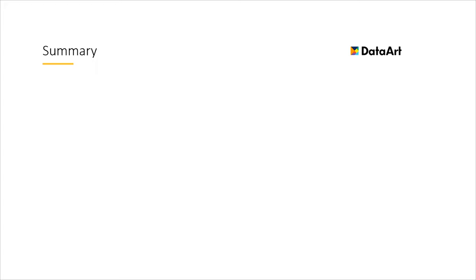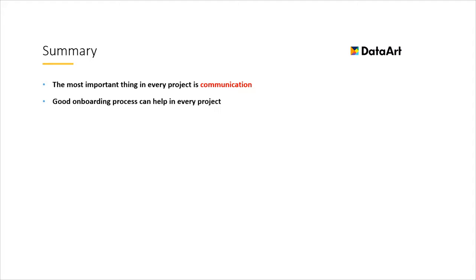So, a bit to end, a summary. It's what I would like you to remember from this presentation, not only the GIFs, but also the most important thing in every project is communication. Without communication, everything else goes down. Second one, a good onboarding process can help in every project. Third one, respect your teammates. Like we already said and saw in that funny picture.